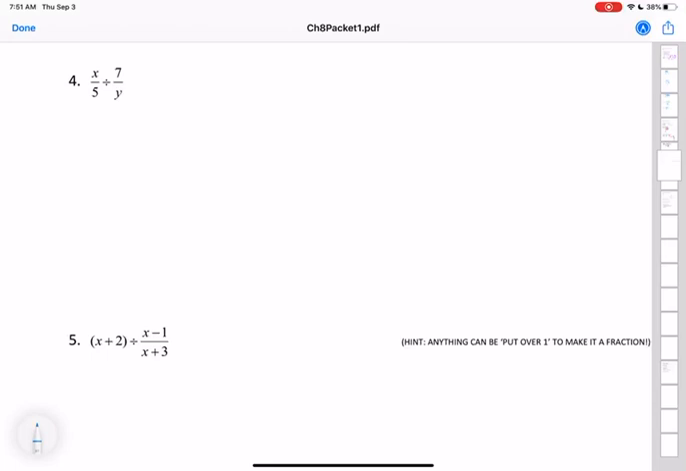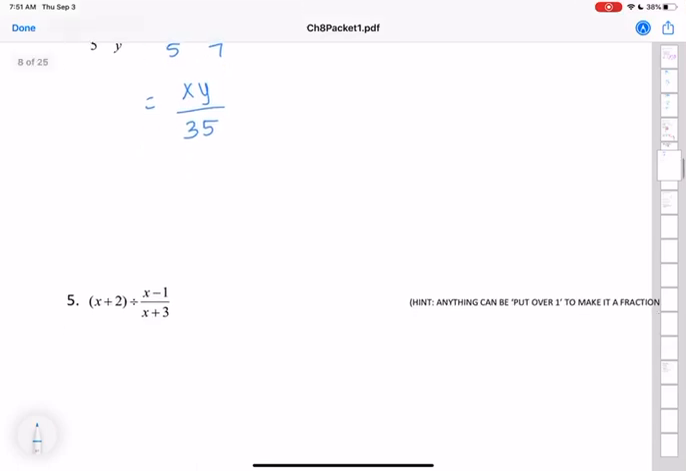So in 4, now we've switched over to division, which remember, we want to do keep, change, flip. So I'm going to keep the first one, change my sign, and flip my second fraction. Then I'm able to multiply straight across the top to get xy over straight across the bottom. 5 times 7, I get 35. And that one's done.